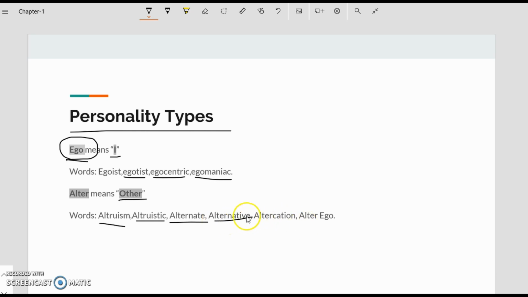Alternative. Pick from the alternatives, meaning pick from the other options. Altercation is something important. It is nothing but a verbal dispute with another person. Alter means other, so a dispute with another person is called an altercation. Alter ego: as we discussed earlier, ego means I, and alter means other. So the other I, a person who always resembles you, a similar kind of person to you. It may be your best friend. A person who is similar to you is called an alter ego.